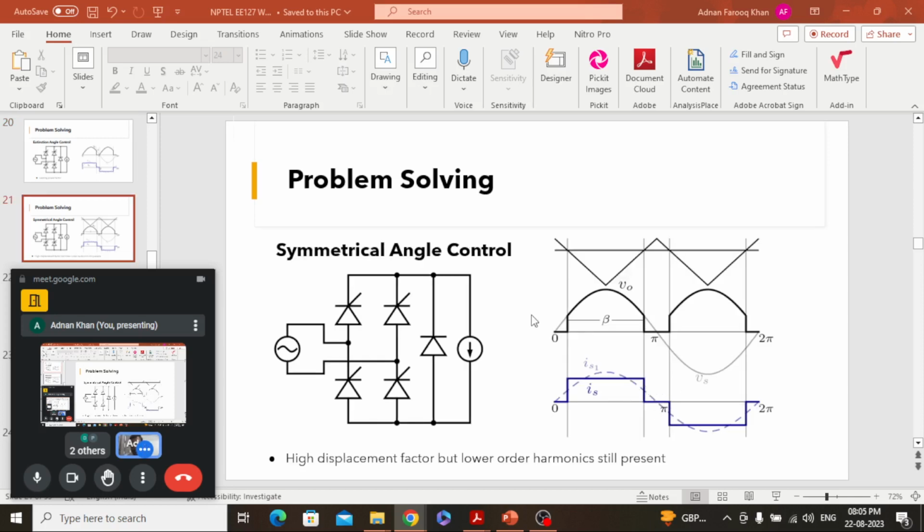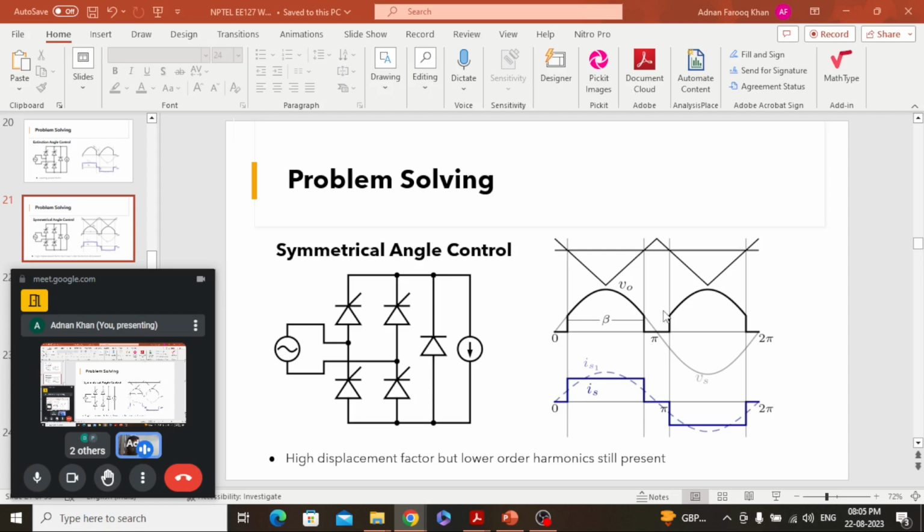beta by 2. Now you can see here, if both of these angles are the same, then one would compensate for the other, and we'll be getting the voltage and current having the same zero point. This will mean they will be at unity power factor, where the cos of the displacement angle between them will be 0, so the displacement factor will be 1, which is the maximum possible.